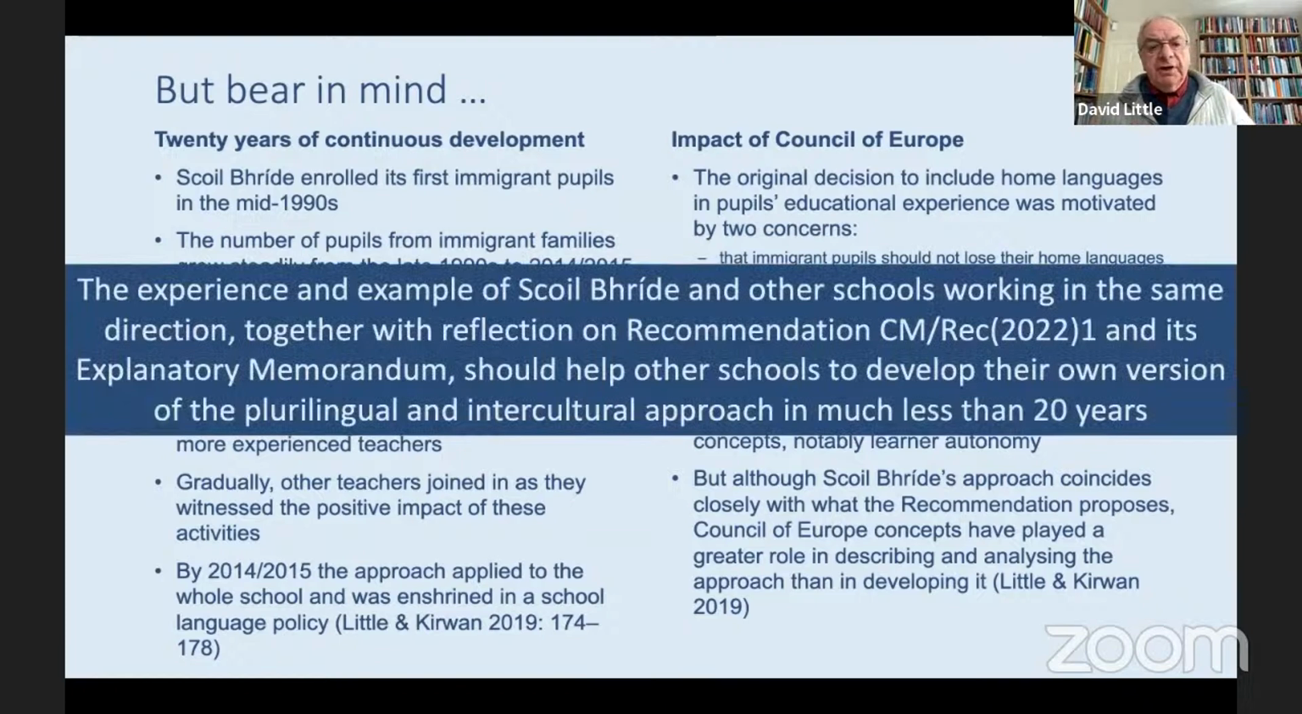The experience and example of Skolvrige and of other schools working in the same direction, together with reflection on the recommendation and its explanatory memorandum, should help other schools to develop their own version of the plurilingual and intercultural approach in much less than 20 years.